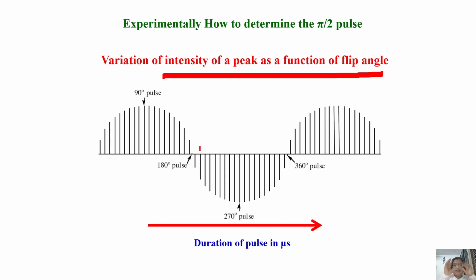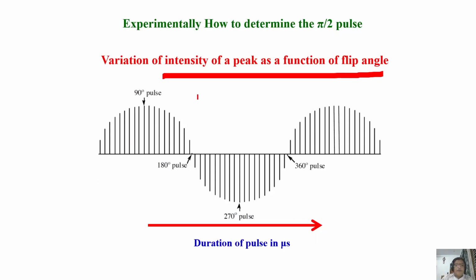I have to collect the signal. I take some standard sample, let us say one which gives me a single peak. I do not know what my 180 pulse is. I do not know what my 90 pulse is. But I have to calibrate. What I will do is, I'll put the sample in the magnetic field.